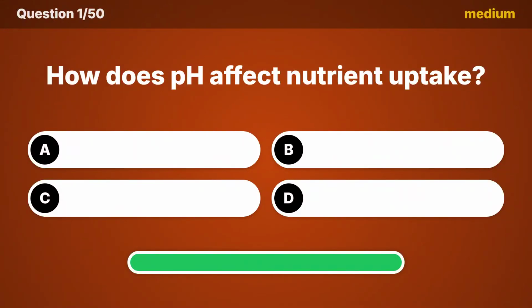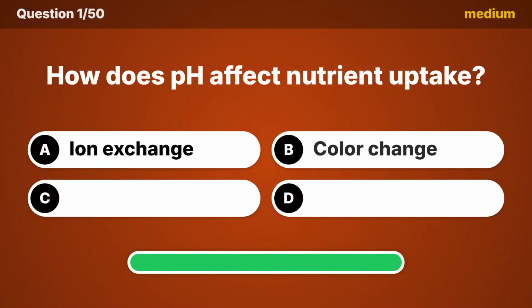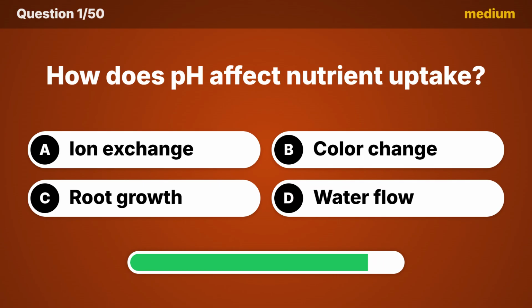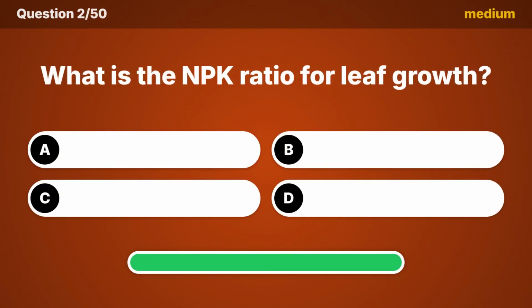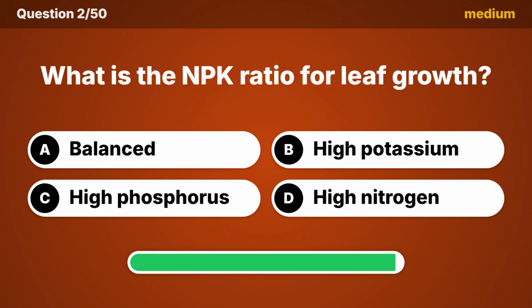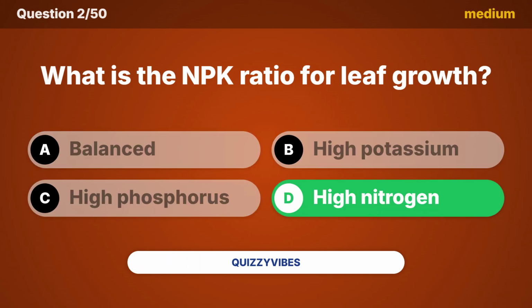How does pH affect nutrient uptake? The correct choice is ion exchange. What is the NPK ratio for leaf growth? Did you guess it? The answer is high nitrogen.